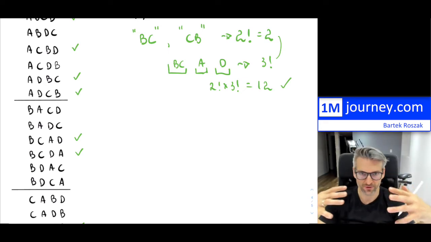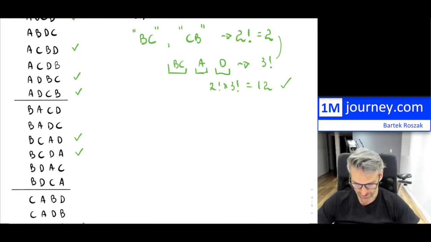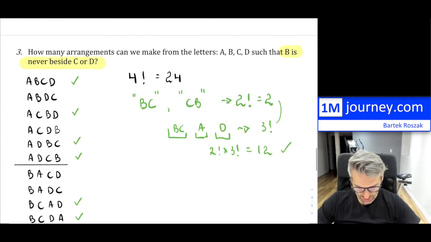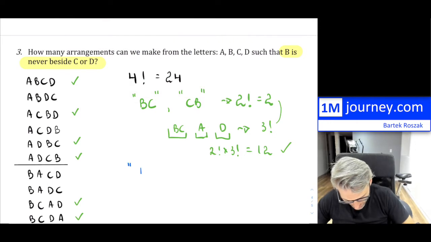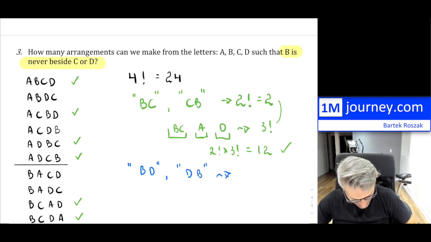And how many different ways can I rearrange these? So that's 12 total ways. Now, it also says that B can never be beside D. So I'm going to switch the color so that we can see it. So B can never be beside D. So this can happen like this: either BD or DB, because there's only 2 letters. So 2 factorial, or 2 ways.